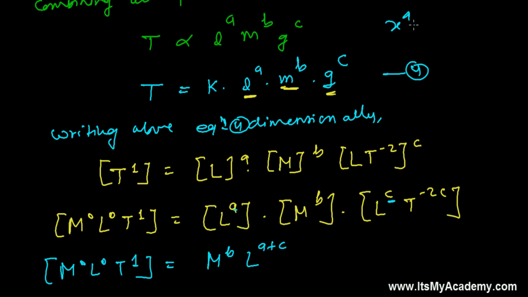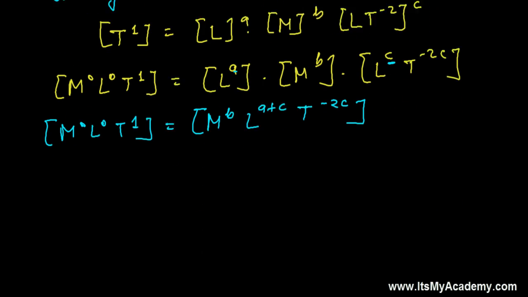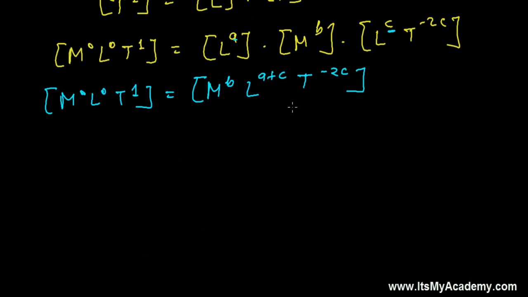We have learned x to the power a times x to the power b equals x to the power a plus b. The base is the same, so the powers, the exponents, get added, and then T is having minus 2c. So on both sides, we have M, L, T, both are the same physical quantities, so we can equate the exponents of M, L, T.